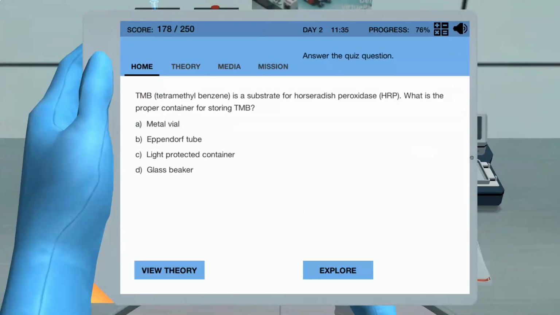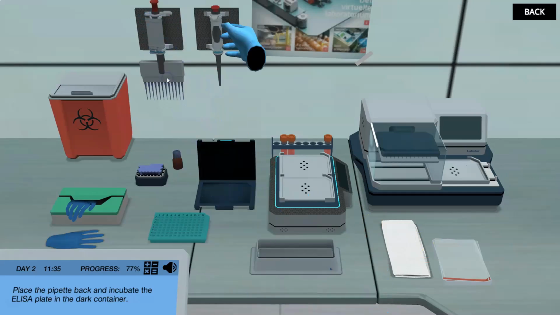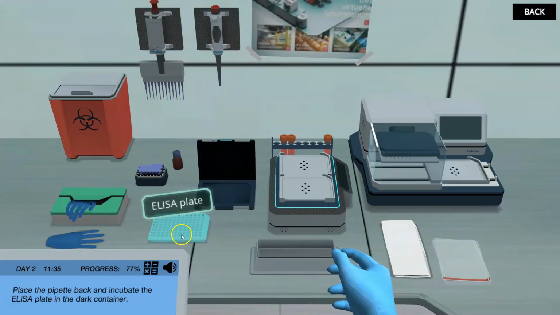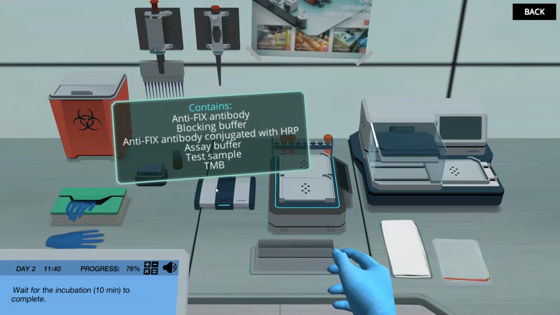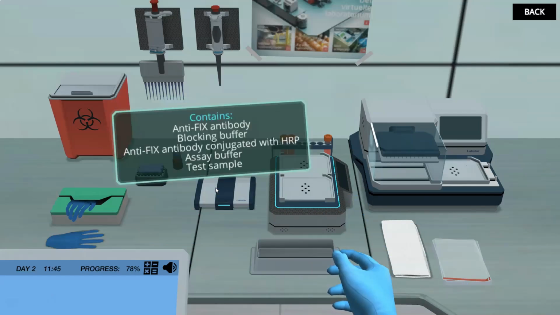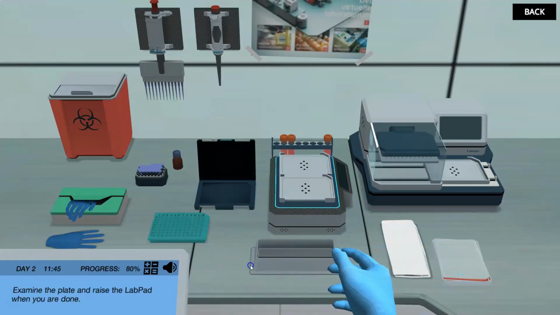TMB is... Place the pipette back and incubate the ELISA plate in the dark container. Wait for the incubation to complete. Put the ELISA plate back on the workbench, examine the plate, and raise the lab pad when you are done.